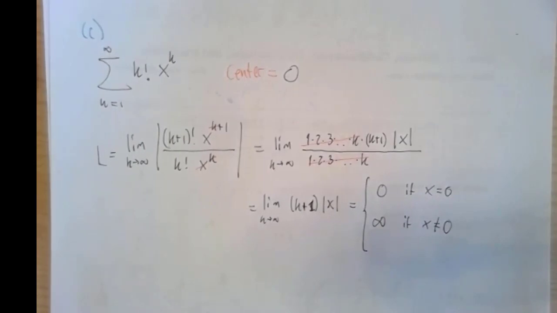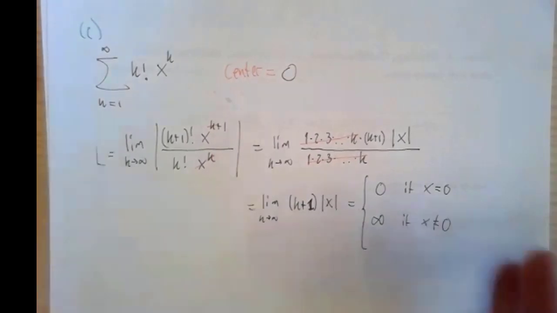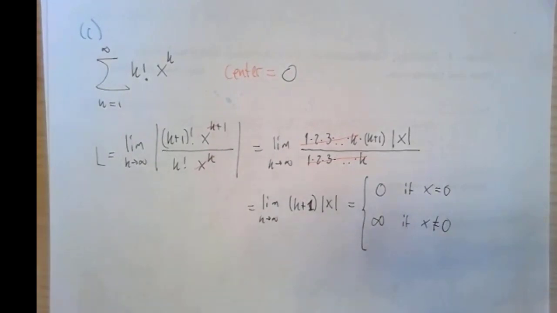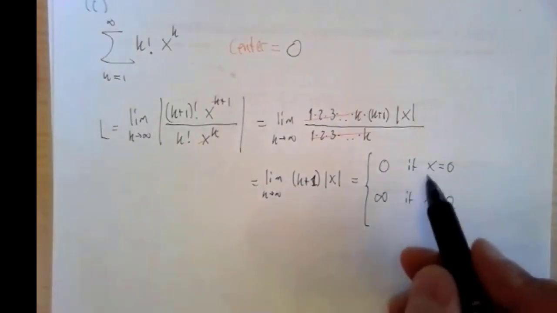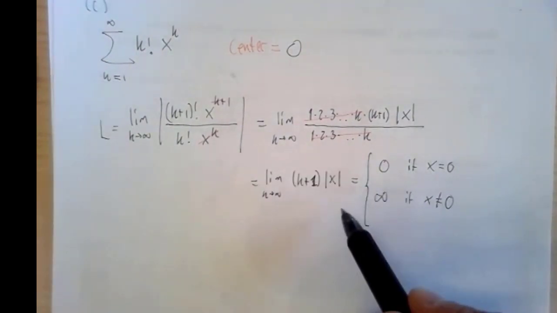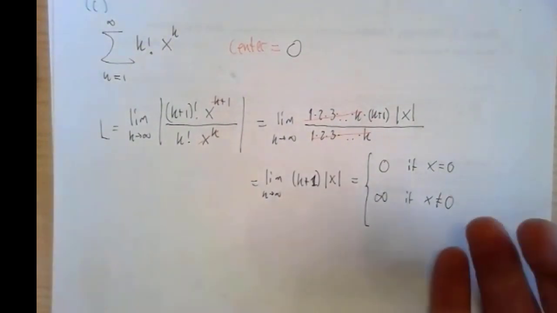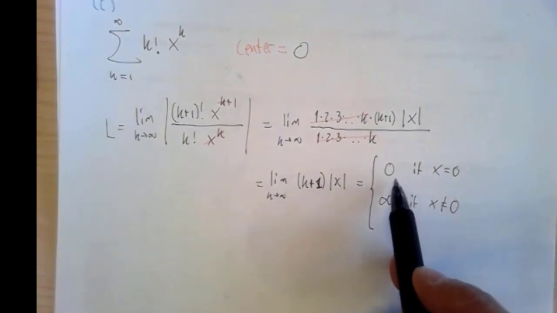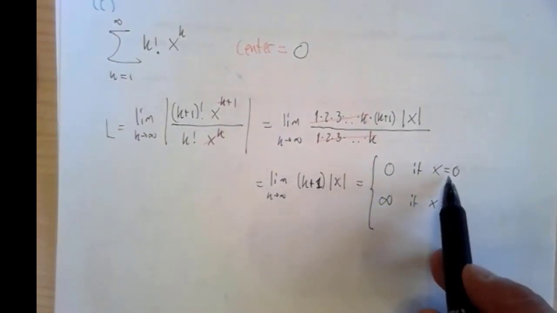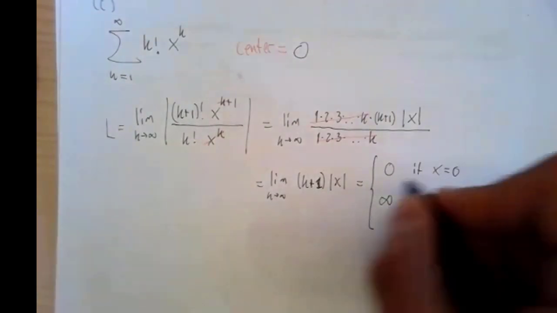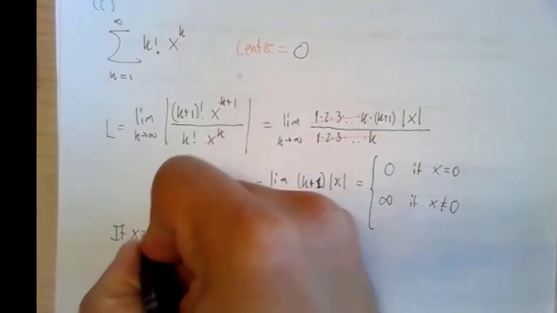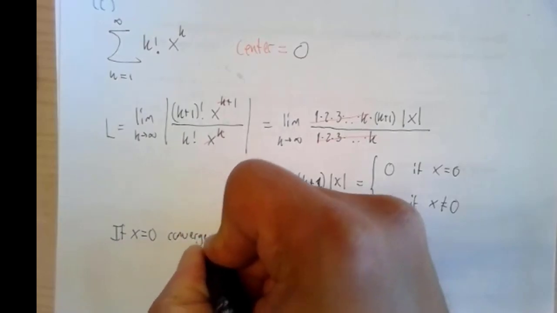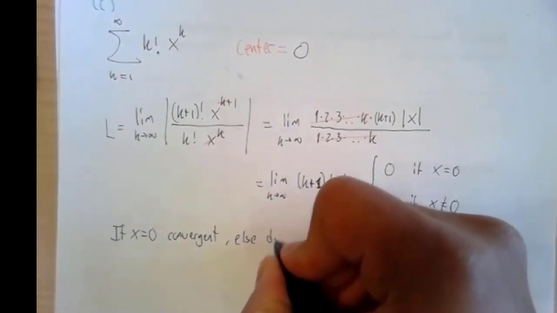All right, now let's not forget what we were doing. We were doing this limit, but we often start doing a limit and forget why we were doing it in the first place. This was part of the ratio test, right? So we want to compare to the number 1. If the limit is less than 1, it will be convergent. If it is greater than 1, it will be divergent. So now we know the limit is 0 when x is 0. So here, if x equals 0, convergent. Else, for all other values, divergent.